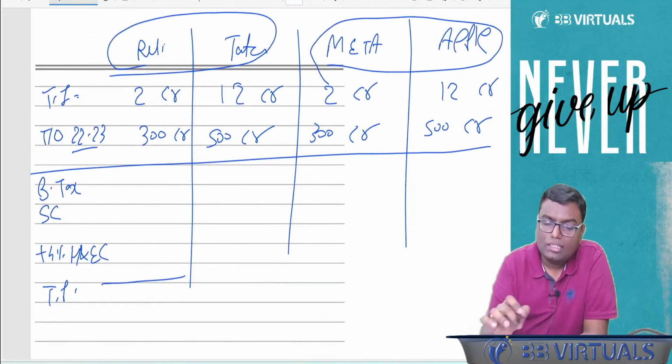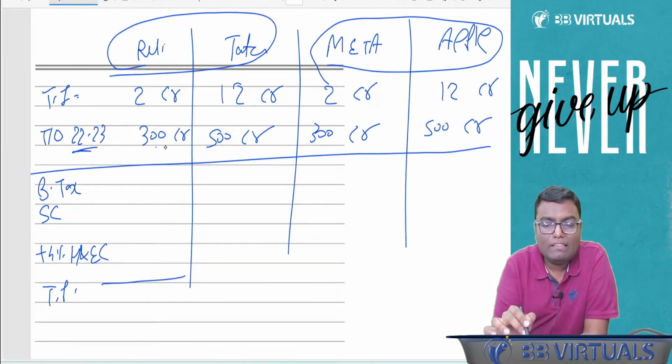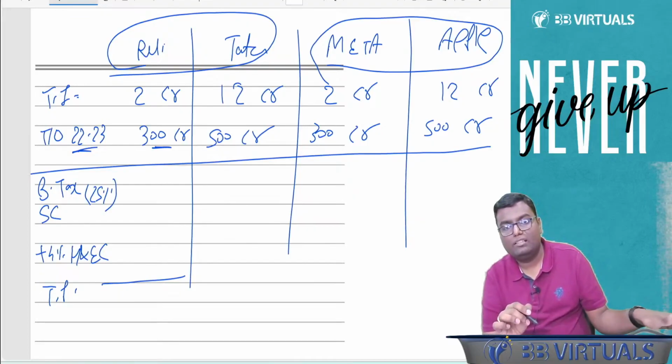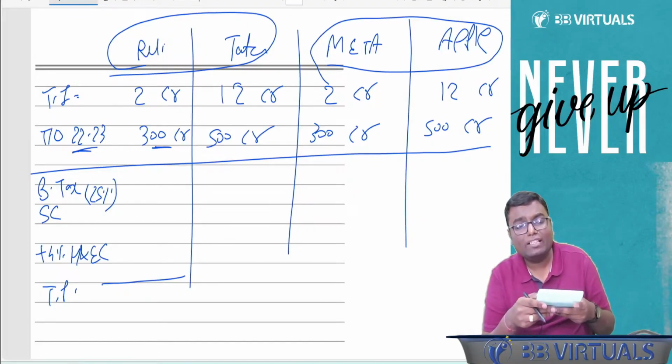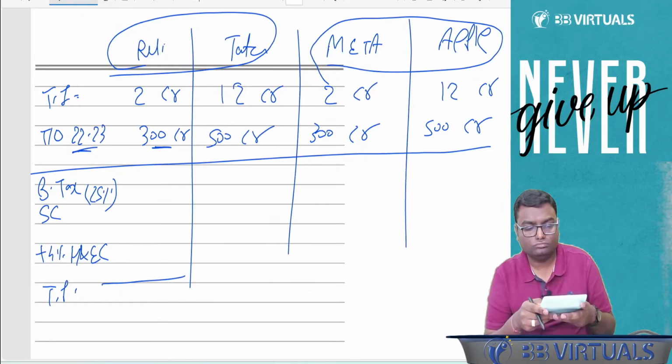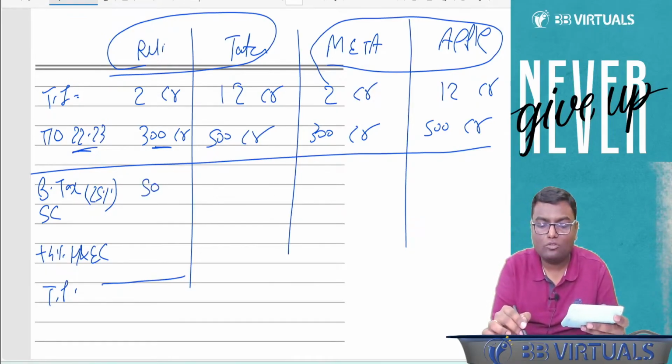First of all, Reliance Limited is a domestic company. Turnover of 2022-23 is less than or equal to 400 crore. So the basic tax rate that will apply is 25%. And on what will this tax rate apply? On total income. And how much is the total income? 2 crore. So on 2 crore, 25% comes to 50 lakh rupees.